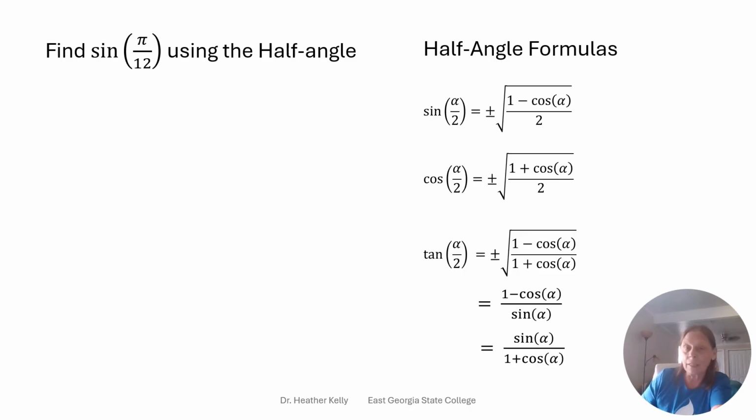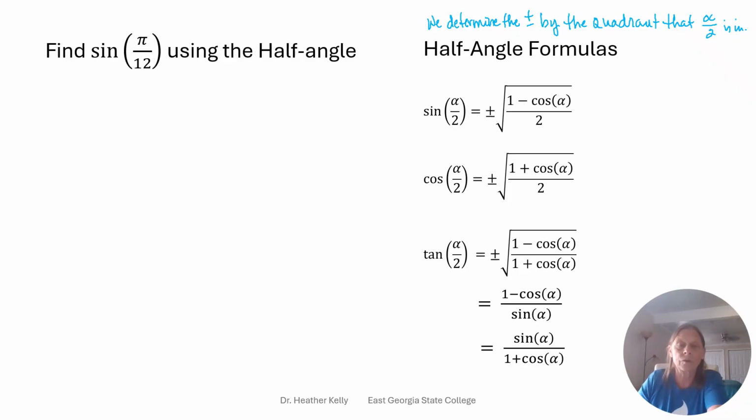Now that plus or minus, to handle that plus or minus, we determine the plus or minus by the quadrant that alpha over 2 is in. Okay, so that's kind of the idea here. Now, there's a couple of tricks here. The main trick is to notice what form we're trying to fit. It has to be an angle divided by 2.